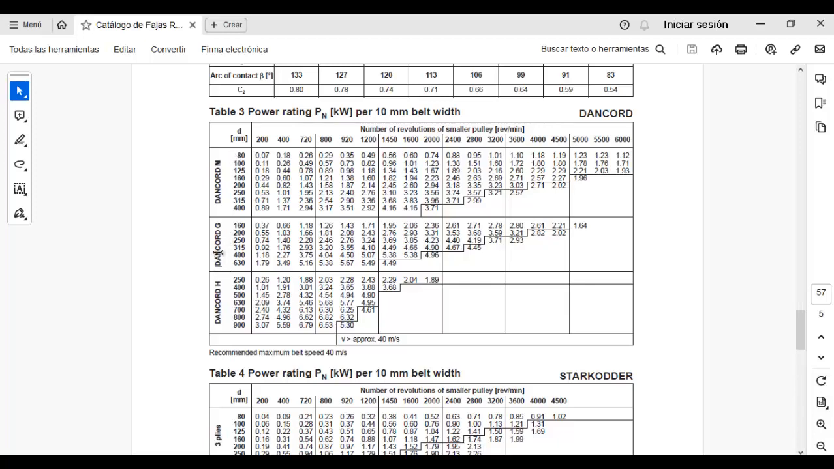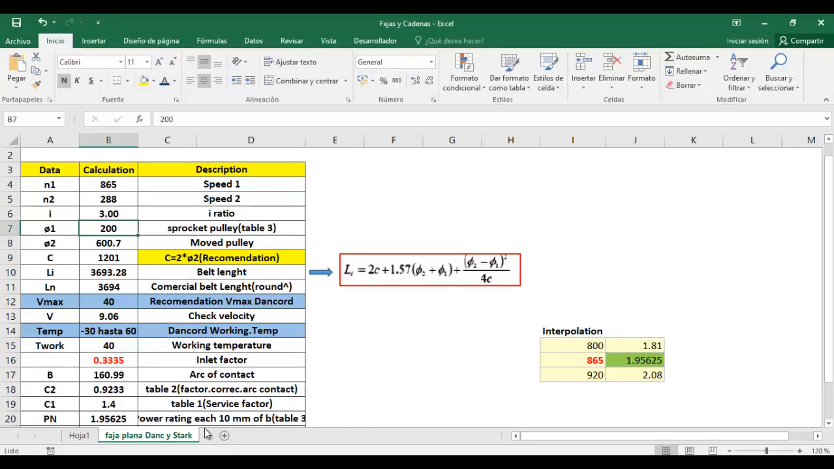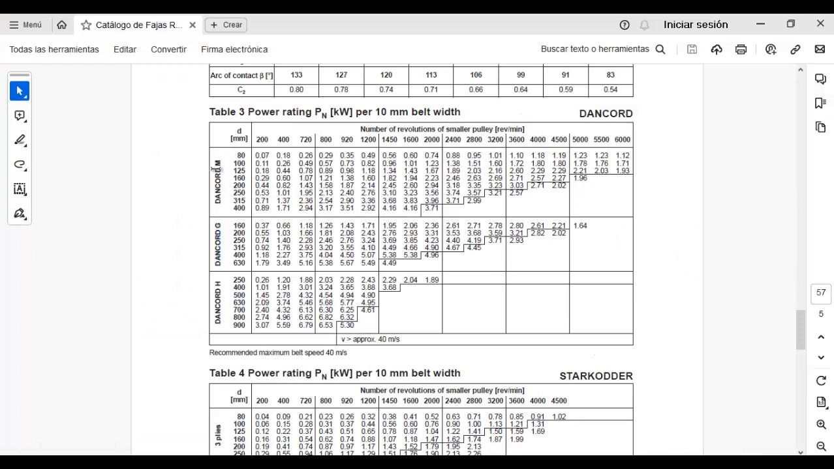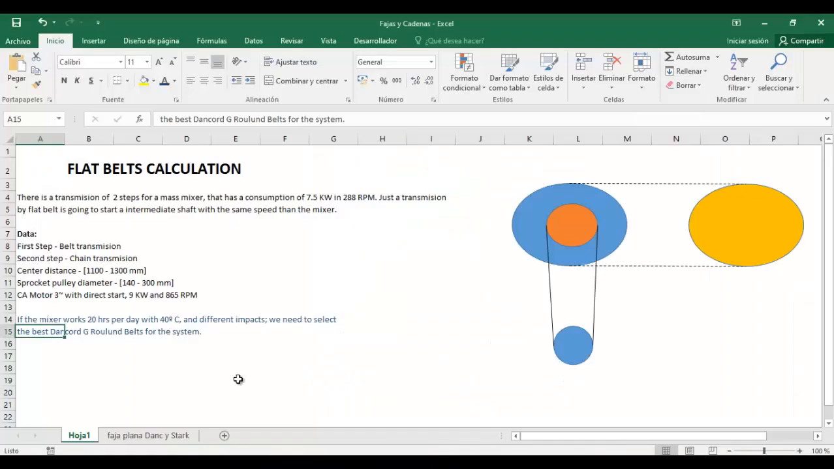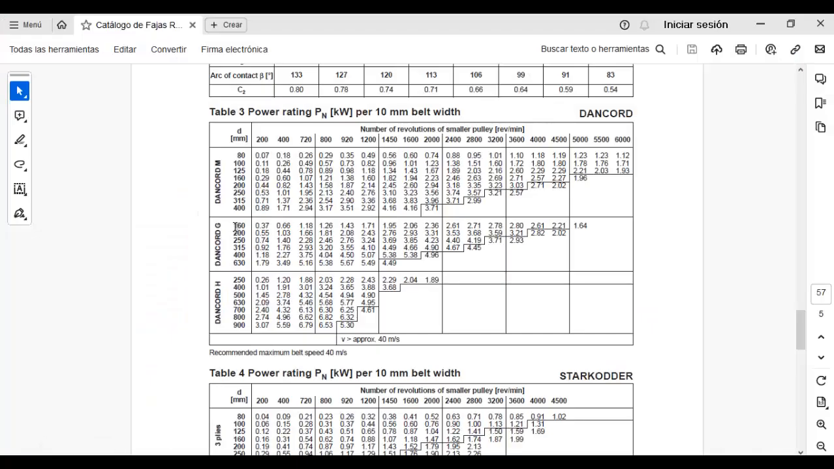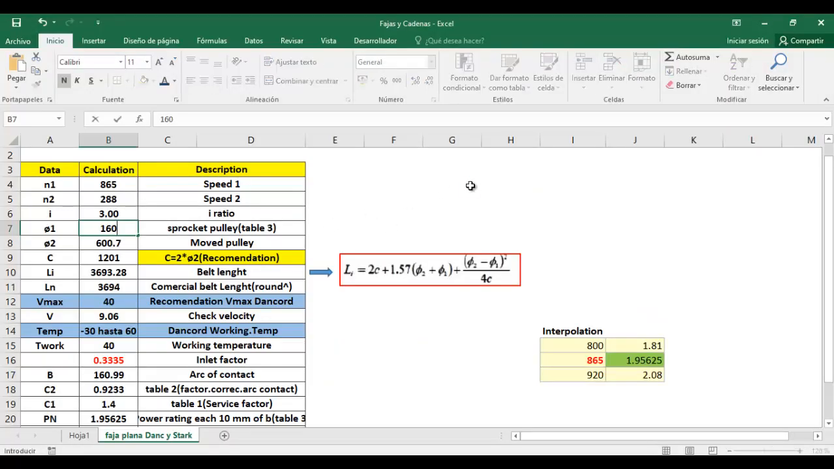So for this example, we ask for Dancord G, but you have a different Dancord H. In this case we should check here, and we don't know what the first diameter is that we need, so we can put the first one. In this case it is 160. So let's start with this. We put 160. We have that with the ratio. We have the driving pulley.